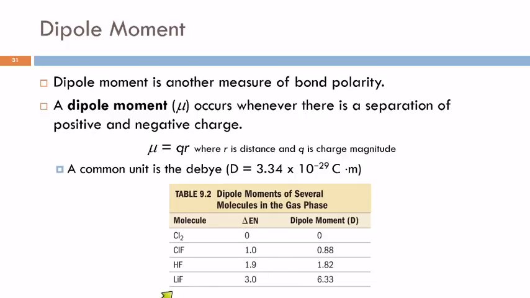Hydrogen fluoride, lithium fluoride. Lithium fluoride, is that a covalent compound? No, that should be ionic because it's a metal and a nonmetal. Look at the electronegativity difference, 3.0. That's definitely going to be an ionic compound. Here, the hydrogen fluoride, 1.9, that's just under that 2 difference, and we would predict covalent compound because it's two nonmetals. And in the dipole moment, we see this jump from 1.82 up to 6. That's a big dipole moment.